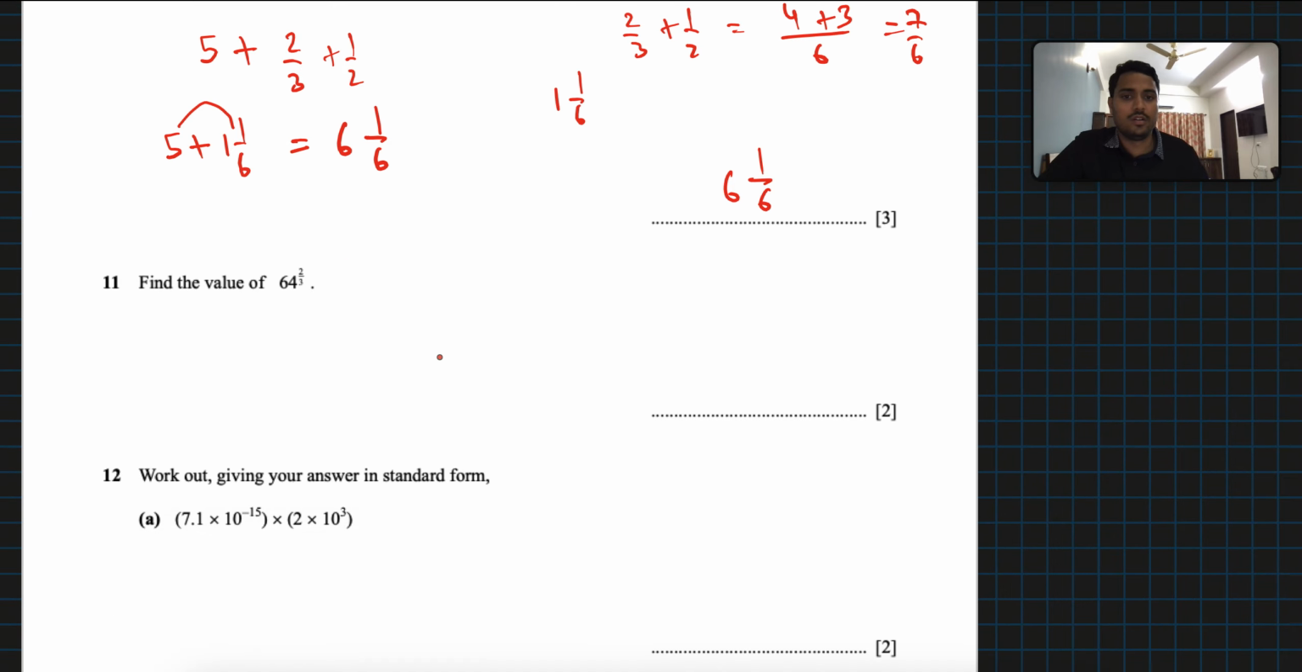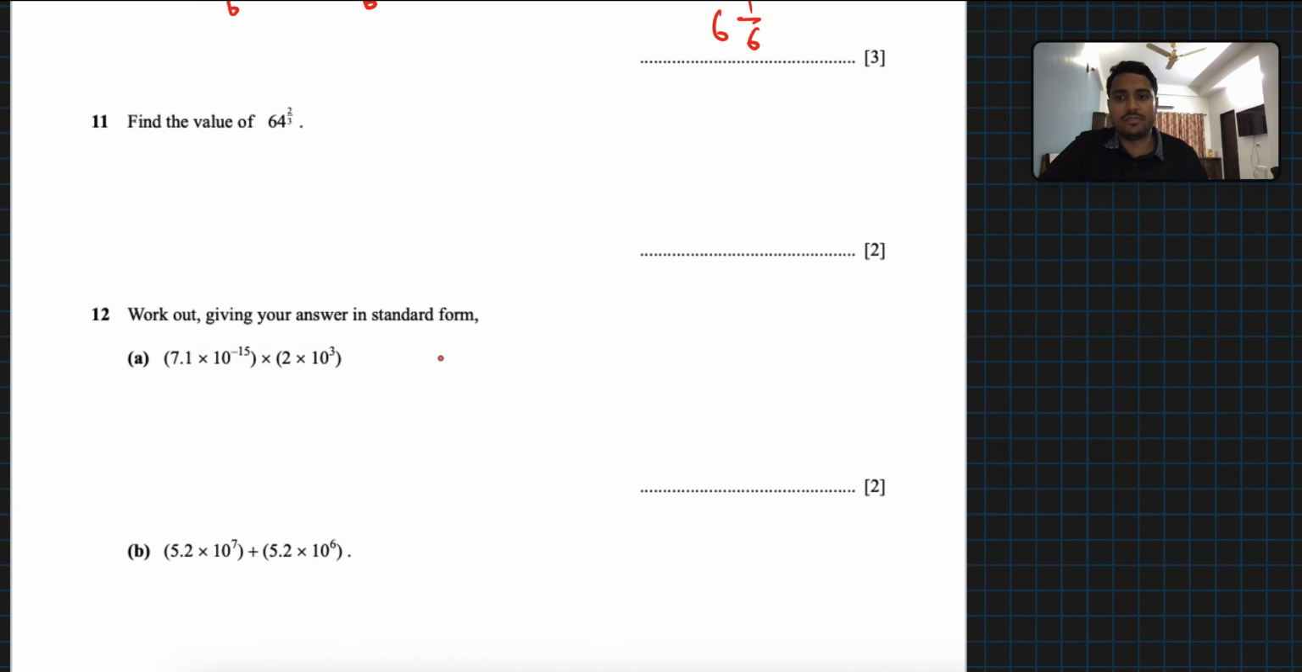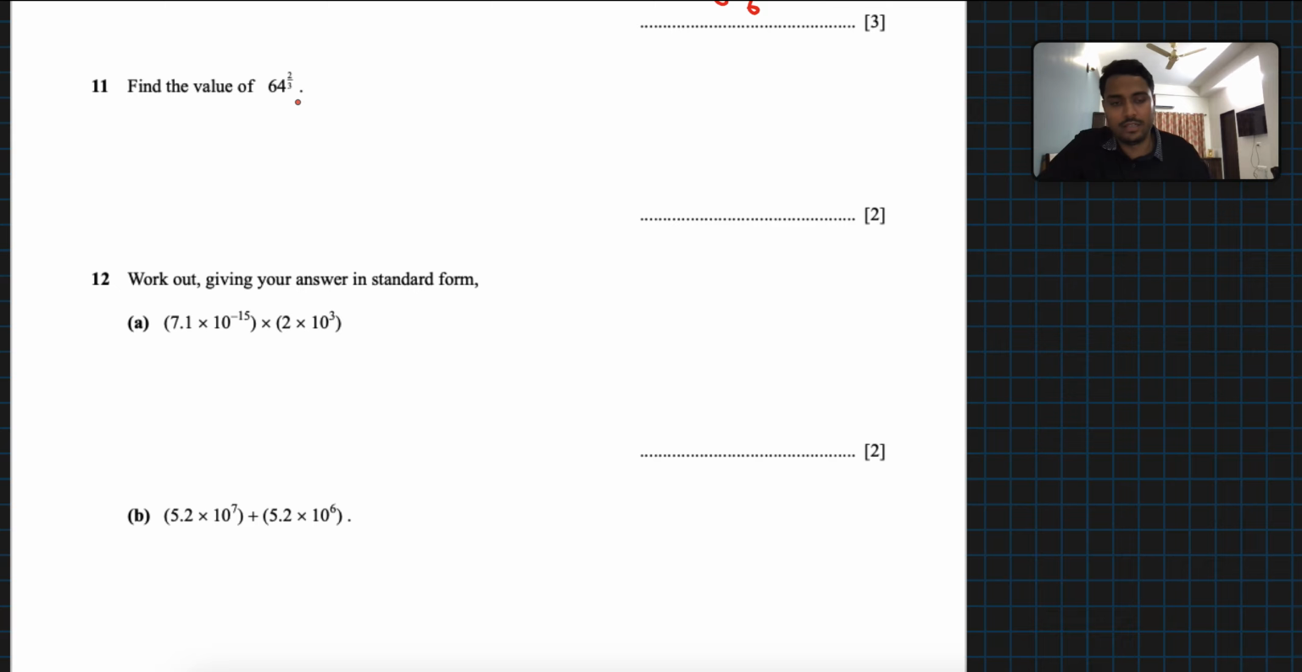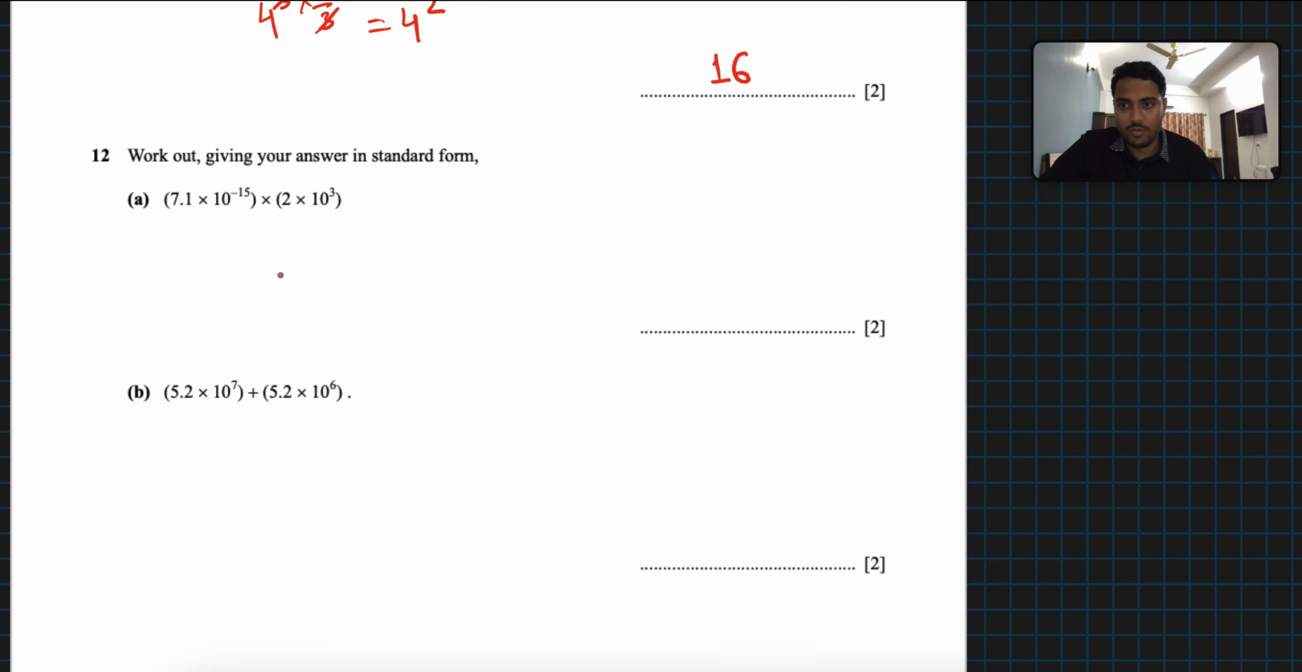Moving on to question number 11. It says find the value of 64 to the power 2 by 3. Now in the denominator of the exponent we have 3, so we have to check 64 is a cube of which number. So 4 into 4, 16 into 4 is 64, so we can write 4 cubed, and then we have to the power 2 by 3, so powers will multiply, so 3 will cancel out, we have 4 squared, so 16 will be the answer for question number 11. Moving on to question number 12.